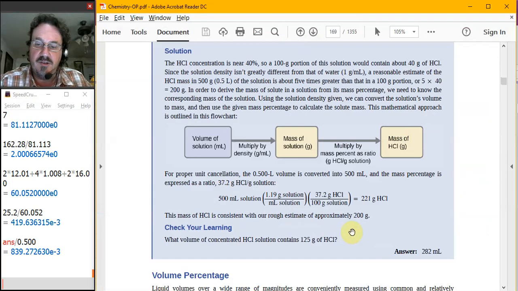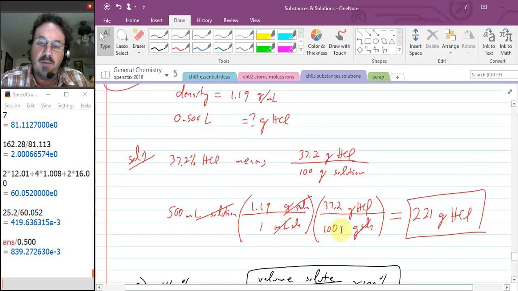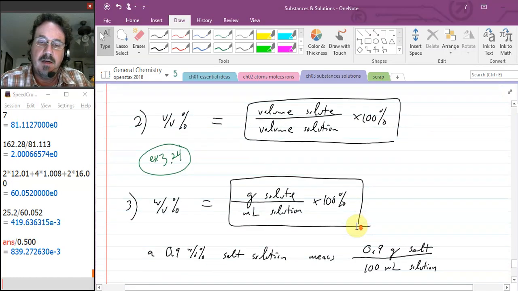Let's just check that answer. Yeah, they got the same thing, 221 grams of HCl. All right, so it's just a big conversion problem. Okay. All right, that was the first unit, percent by mass.